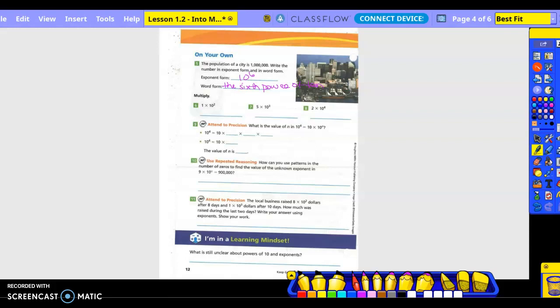Next one, we're going to take 1 times, how many times do I write 10? 2 times. So I'm going to write 1 with how many zeros? With 2 zeros. So my answer is 100. Next one, I'm going to write 5 times what? 10 times 10 times 10, because I need to write 10 3 times. Okay? So I'm going to write a 5 with how many zeros? 3. So my answer is 5,000.